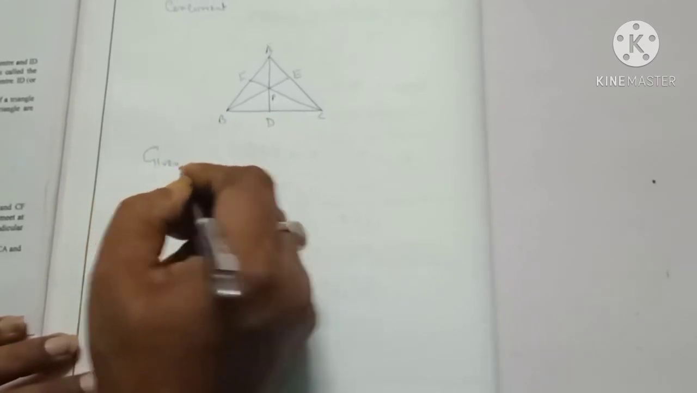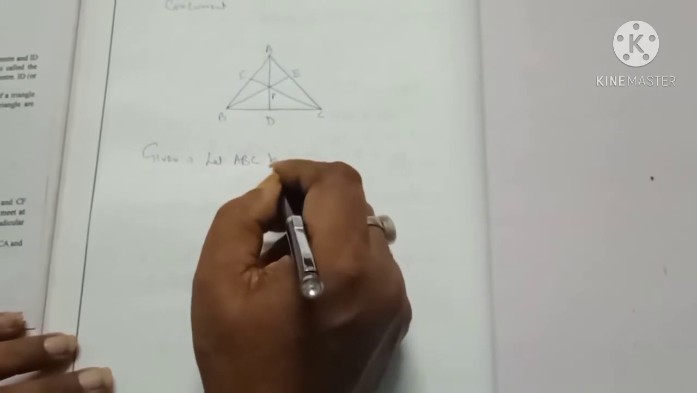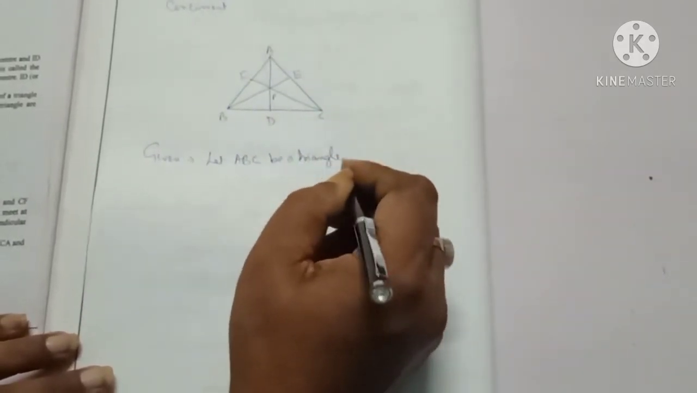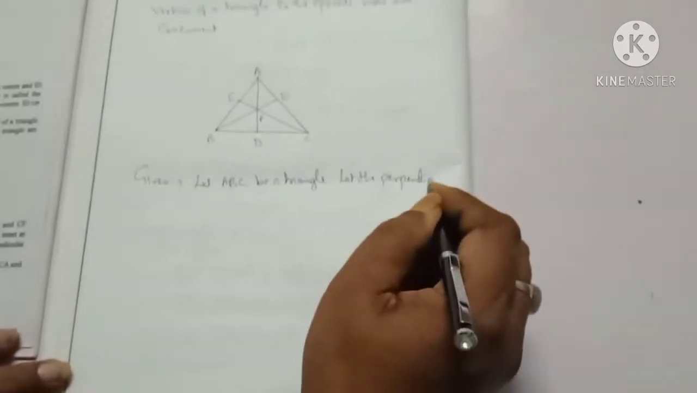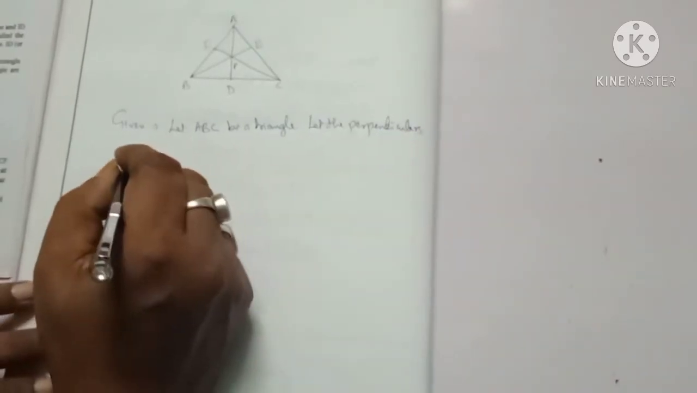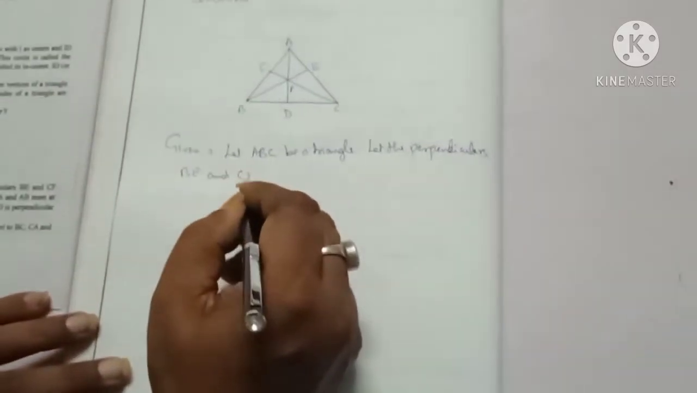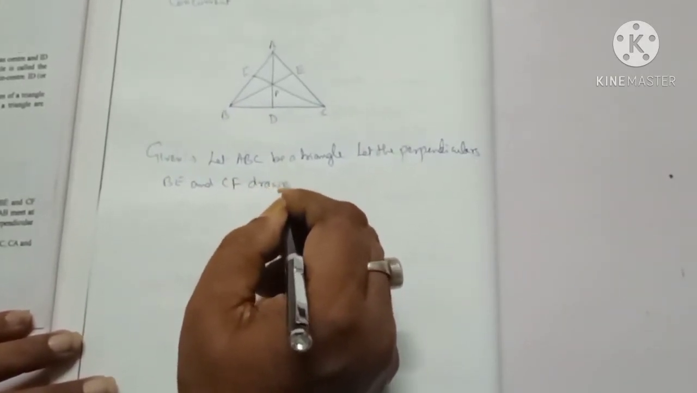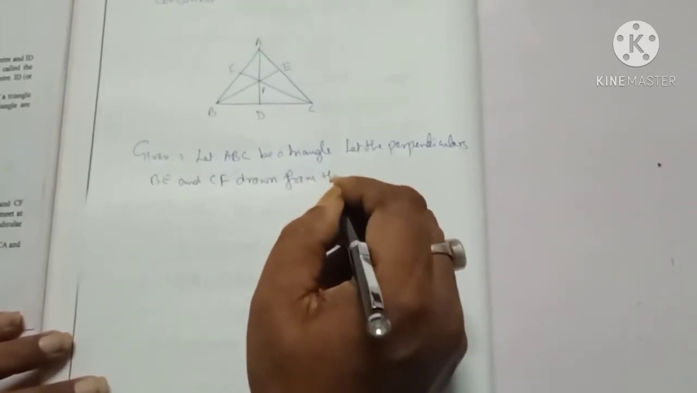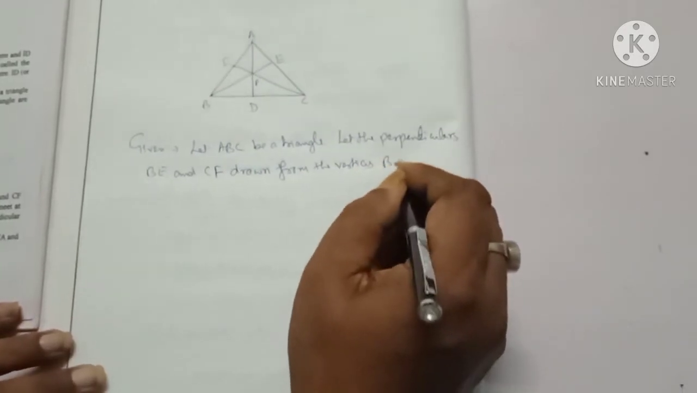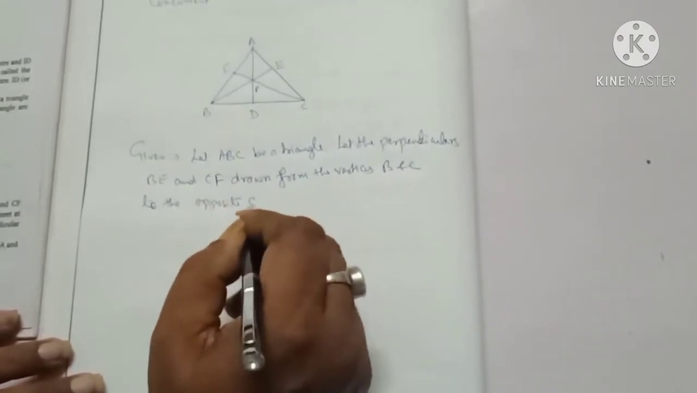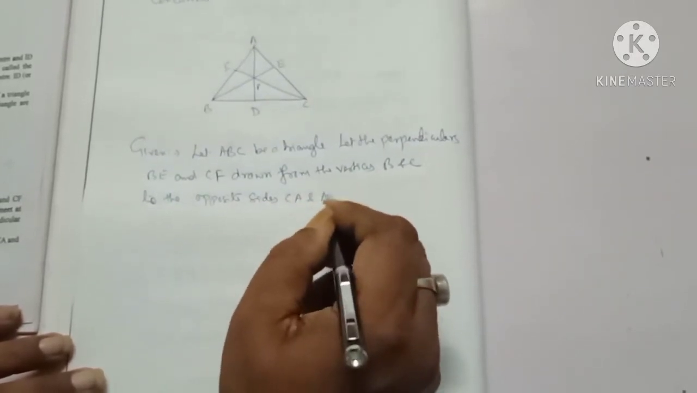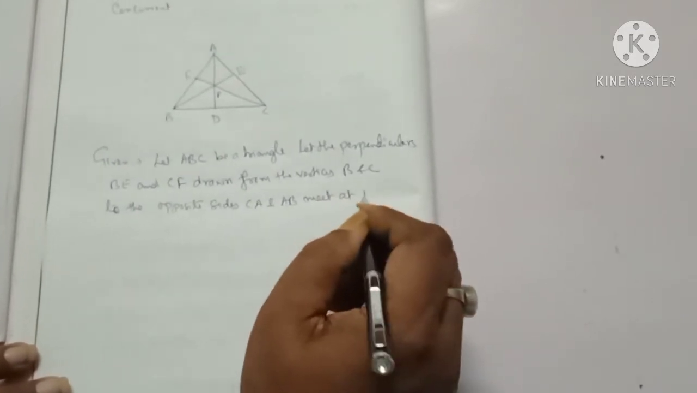So, given: let ABC be a triangle, let the perpendiculars BE and CF drawn from the vertices B and C to the opposite sides CA and AB meet at P.